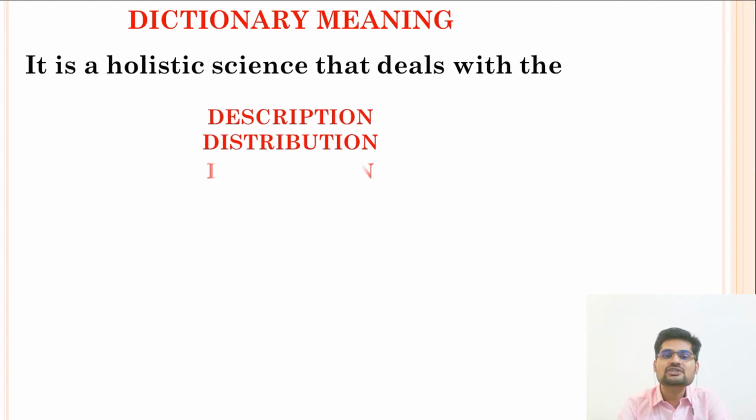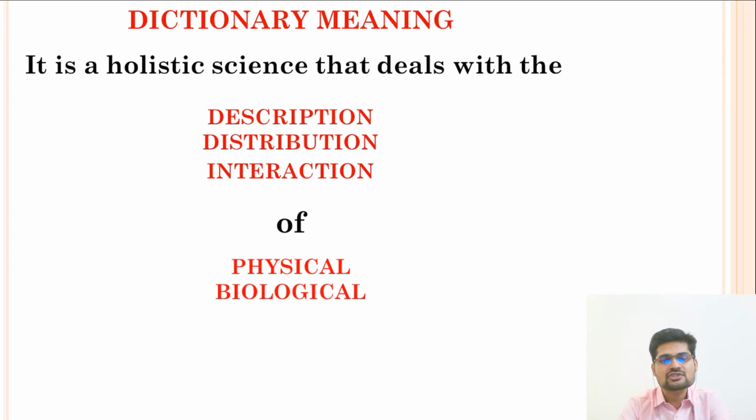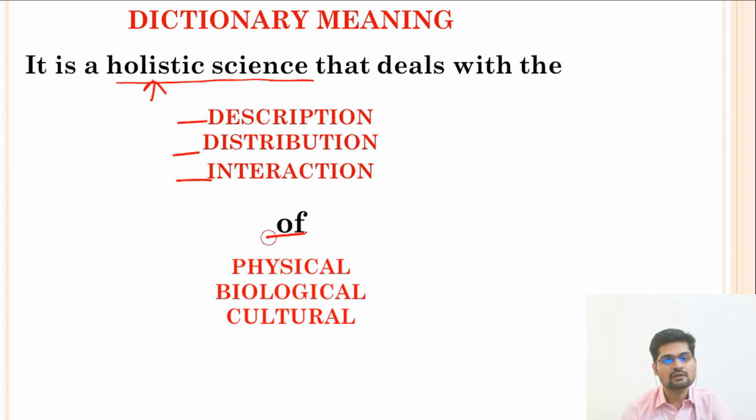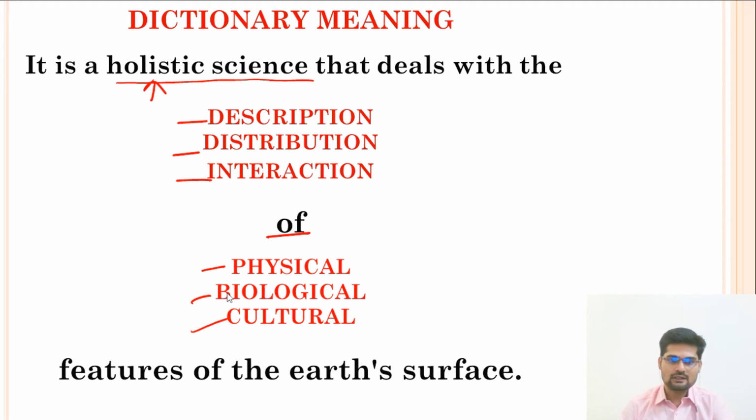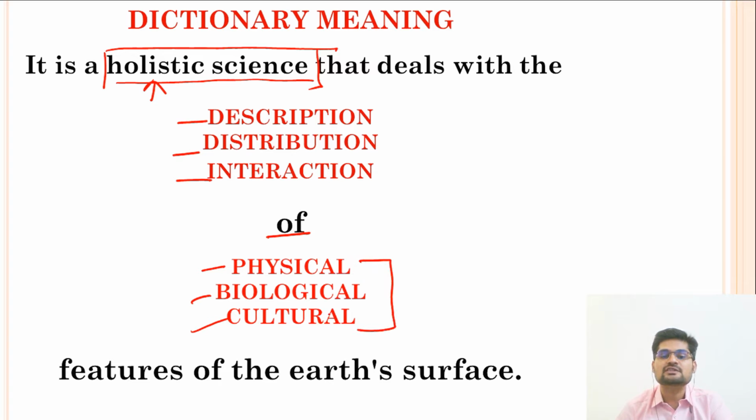Now, let's look into the dictionary meaning, and we find that it is specified as a holistic science. So geography is a holistic science. It integrates. It deals with description, distribution, and interaction of what? Of physical, biological, cultural, all these features on the Earth's surface. So remember, geography is all about the holistic understanding of these particular features of the Earth, that are physical features, biological features, cultural features, in a way where we study their description, distribution, and interaction. But that is according to the dictionary.